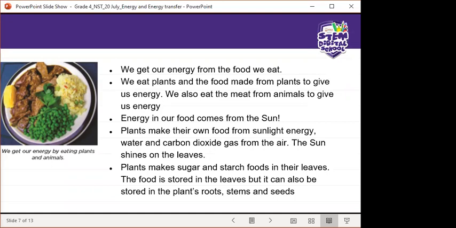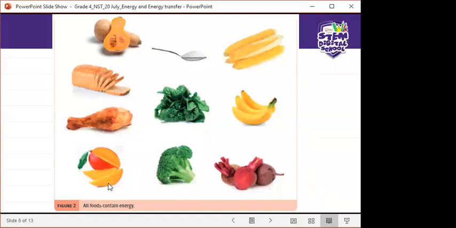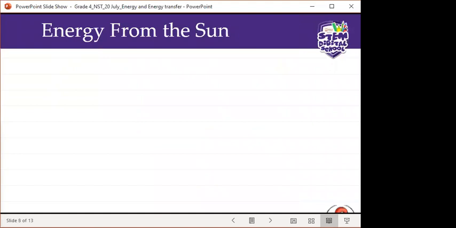Okay guys, I can't see anyone saying that I should still stay on the slide, so I will move on. As I said, these are just examples of foods that contain energy. So all in all, foods contain energy. We have our broccoli, mango, beetroot, banana, maize, sugar, bread, butternut, and chicken. Right, so let's look at energy from the sun.